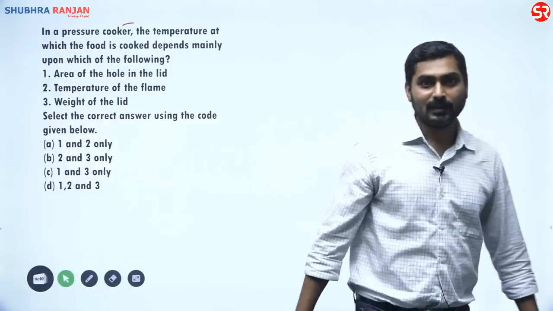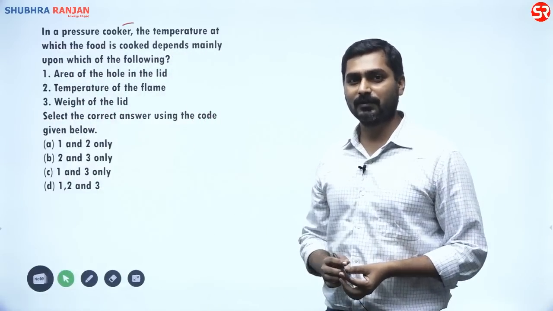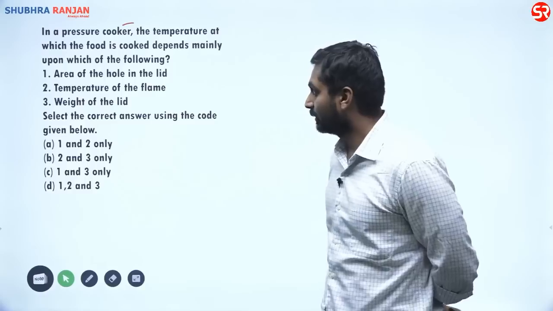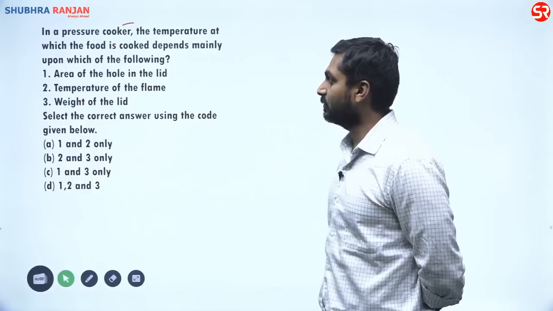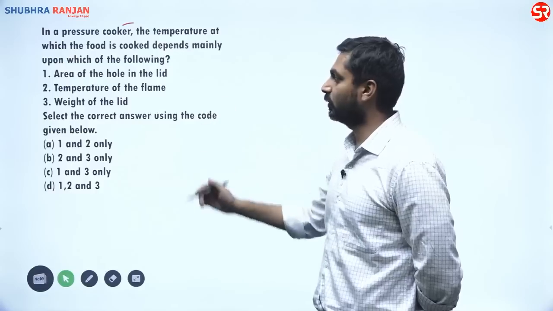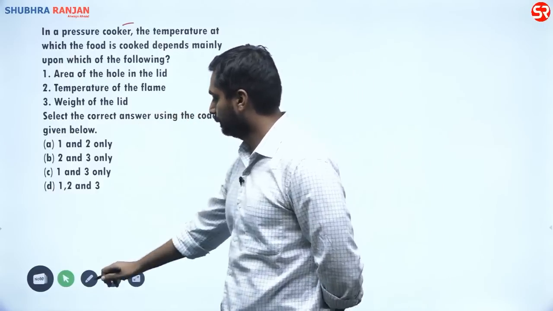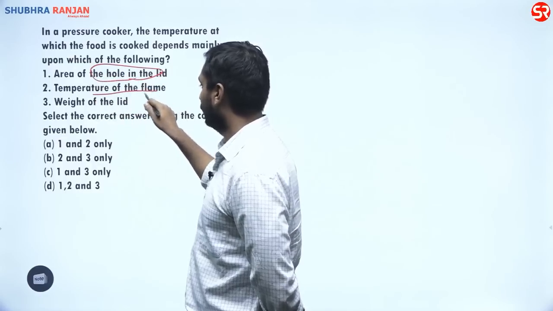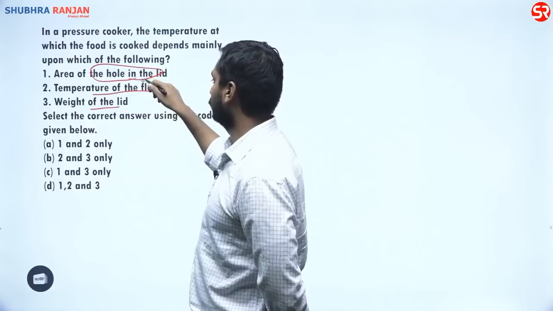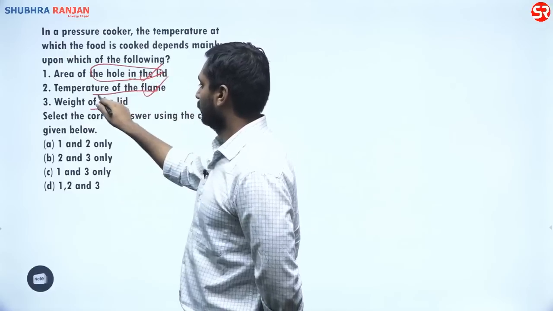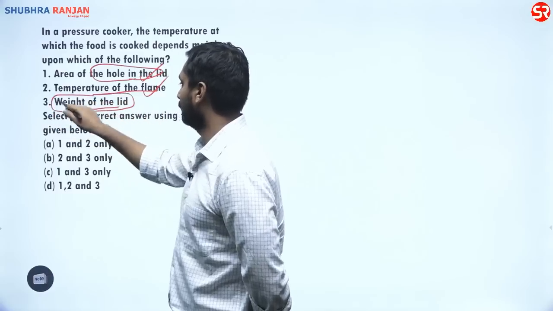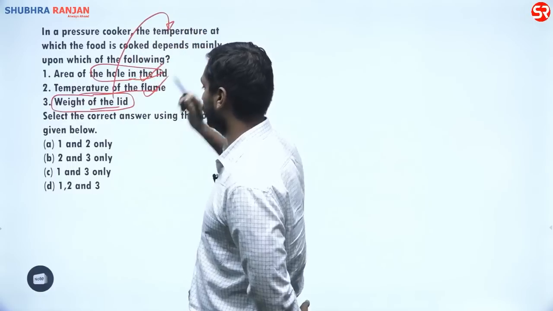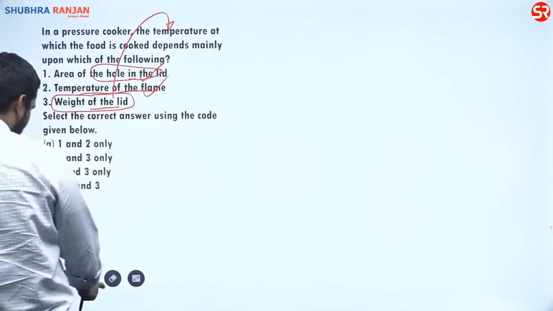Now this is an interesting question, and I know many controversies would arise in this question. So let us look at this question very critically. In a pressure cooker, the temperature at which the food is cooked depends mainly upon which of the following: area of the hole in the lid, temperature of the flame, weight of the lid. Now these two statements are correct. We have to look at this aspect, weight of the lid. Does it have an impact or is it a determinant of the temperature of the food cooked in a pressure cooker? So now let us look at a diagram of a pressure cooker.